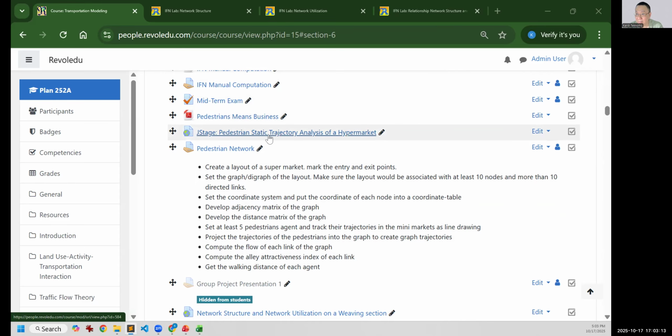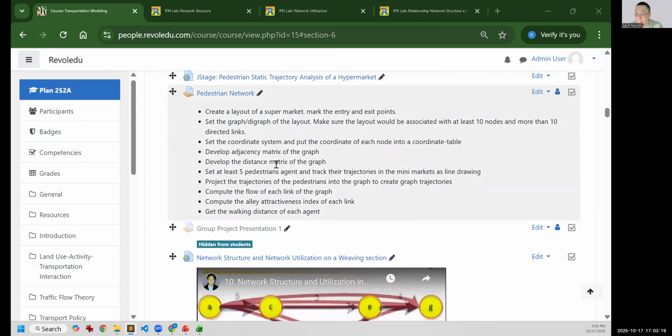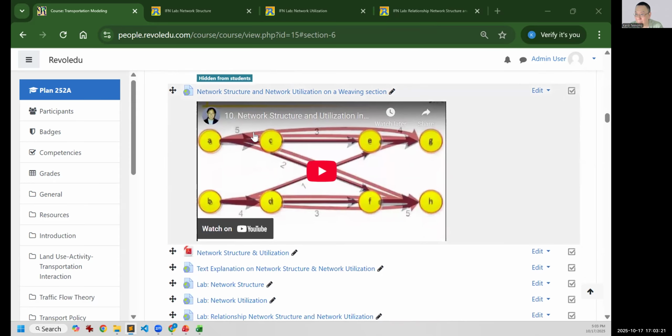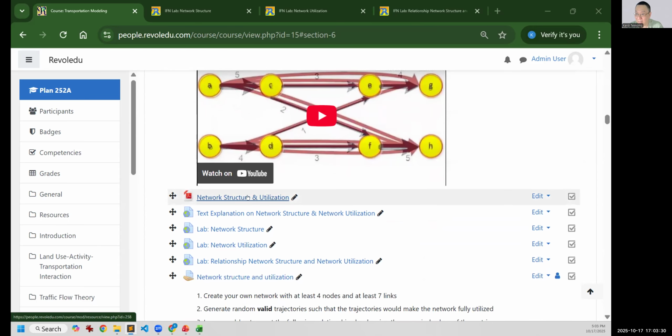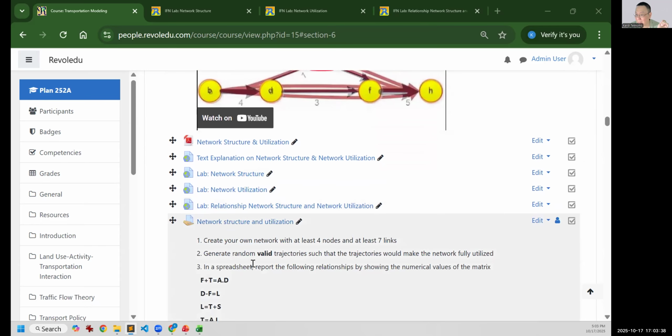So this is the slide that we will discuss today. And this is the paper about this slide, and then this is the assignment. And for the second part, there is a YouTube video, about 15 minutes, so you can watch on your own. And this is the slide. There's also a text explanation about this network structure utilization. And these are the three labs. And the last one, this is the assignment.